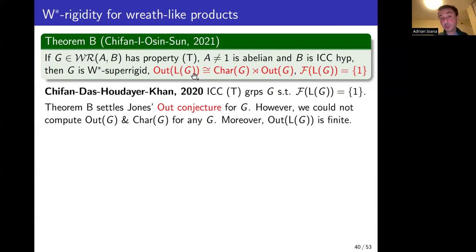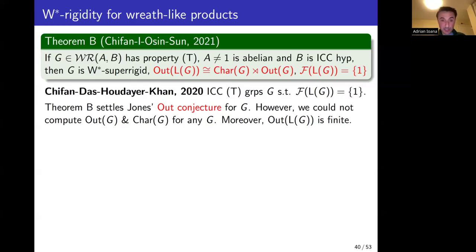For the groups G that we considered in Theorem B, although we could show that all the automorphisms of L(G) come from characters and outer automorphisms of G, we could not compute the outer automorphism group of the group or the character group. So this means that we couldn't actually compute explicitly the outer automorphism group of L(G). And moreover, to make things worse, for the groups that we considered, this outer automorphism group of L(G) is always finite. This comes from the fact that B is hyperbolic.